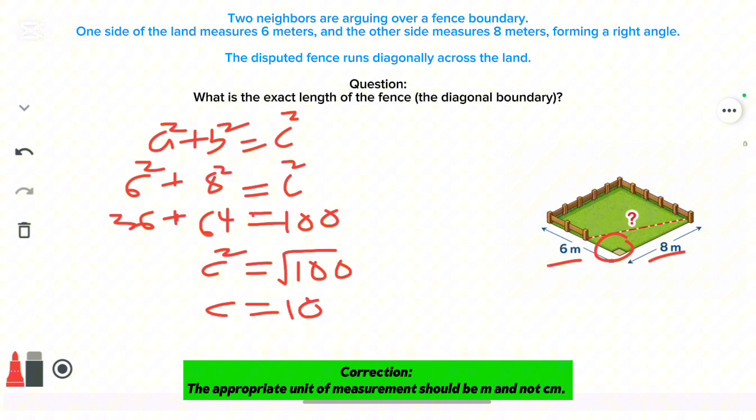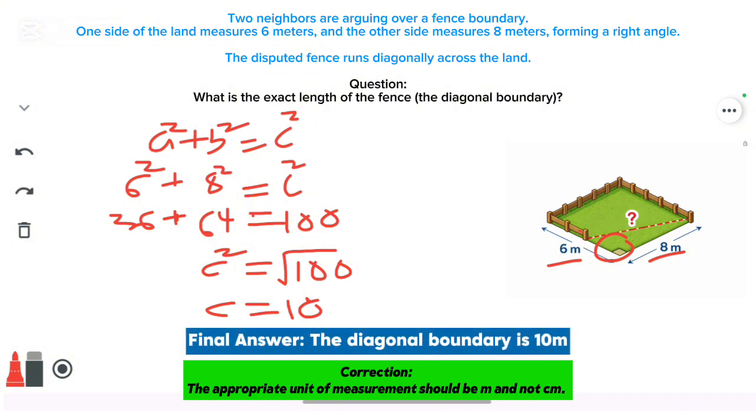There we go. So the final answer is the diagonal boundary. The diagonal boundary is equal to 10 centimeters. Thank you.